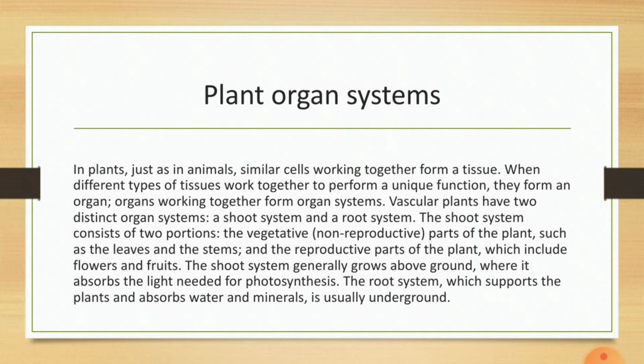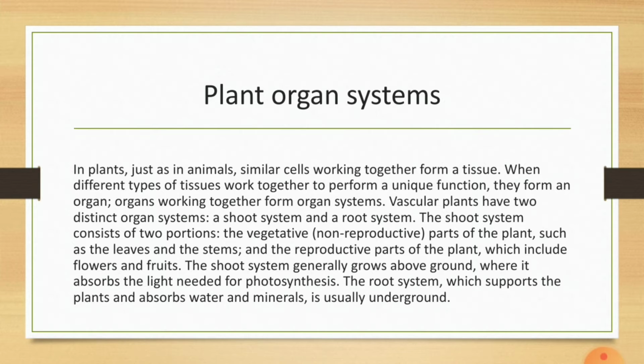Plant organ system. In plants, just as in animals, similar cells working together form a tissue. When different types of tissues work together to perform a unique function, they form an organ. Organs working together form organ systems. Vascular plants have two distinct organ systems, a shoot system and a root system.